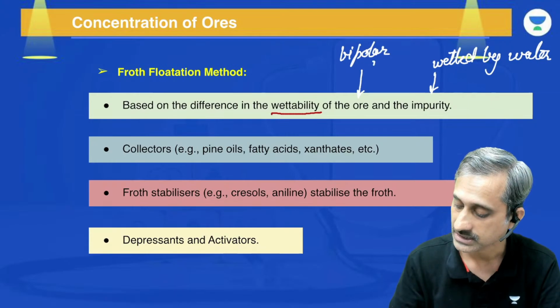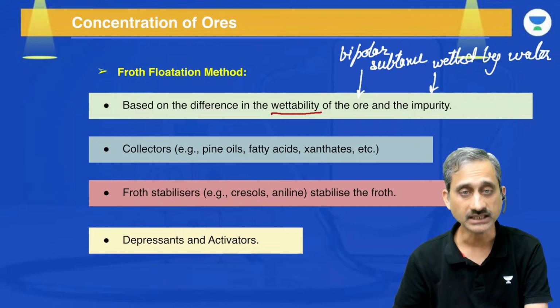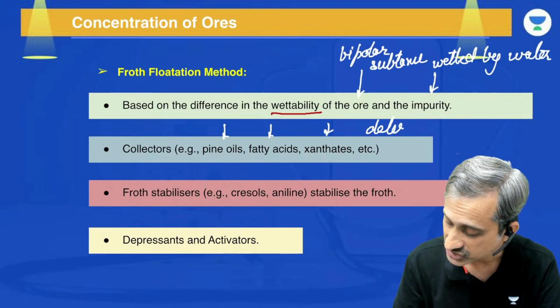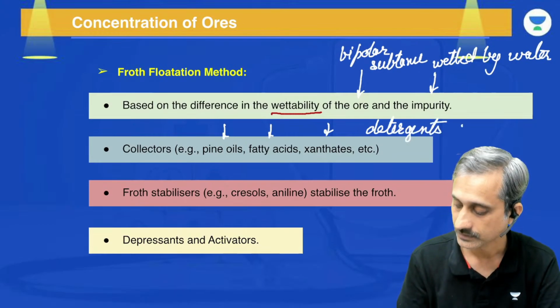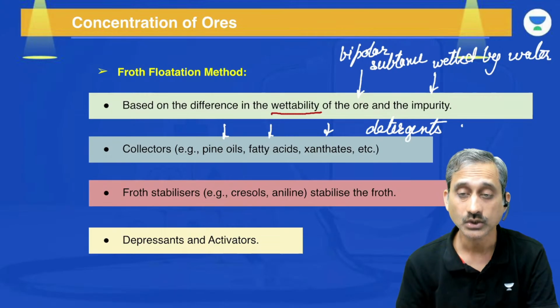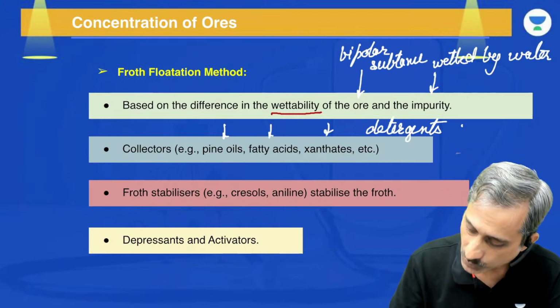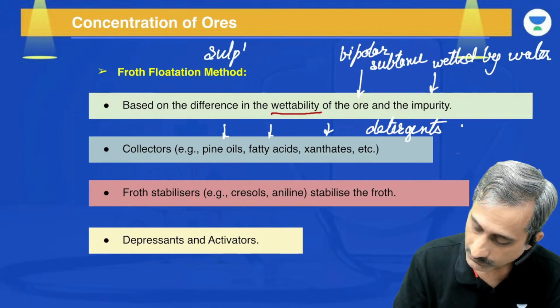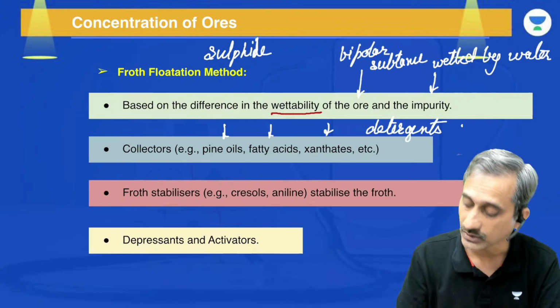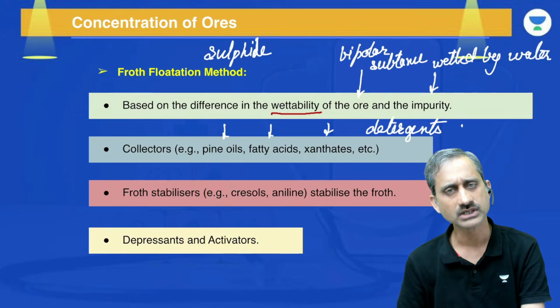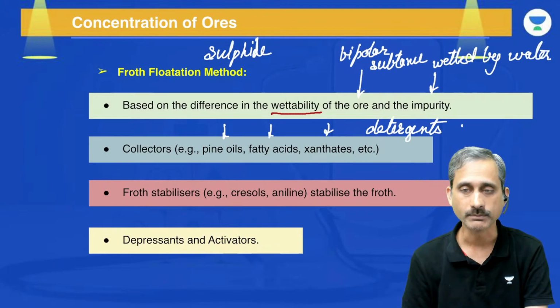bipolar substance. Now, those bipolar substances could be pine oil, fatty acids, xanthates, detergents. Now, these are able to stick to the ore. Now, when we talk about the froth flotation process, we find that mostly we talk about the sulfide ores. Please remember, it is not necessarily only the sulfide ores. The other ores would also be extracted, but the sulfide ores are used because here we are talking about copper.